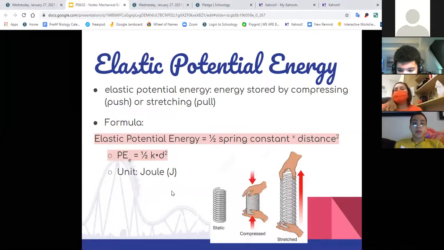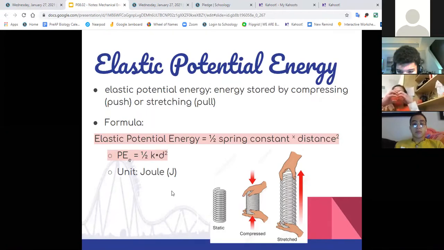So elastic potential energy is the energy stored by compressing or pulling an object. And the formula is going to be 1/2 the spring constant times the distance squared. We're not going to learn this formula this year, so don't worry about it, but I just wanted to talk to you about it.